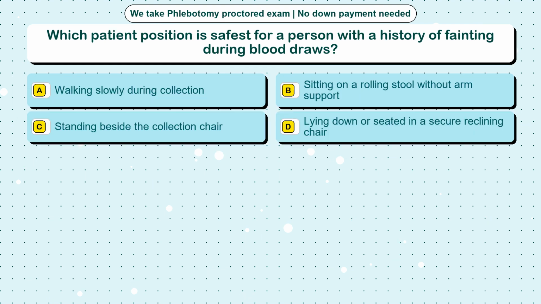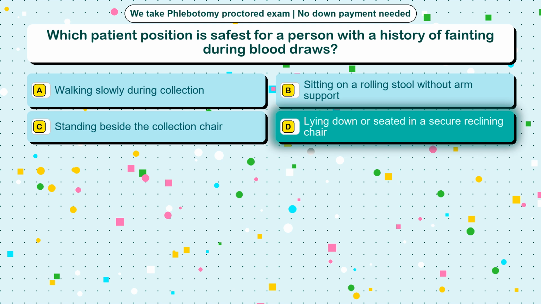Question 95. Which patient position is safest for a person with a history of fainting during blood draws? Option A. Walking slowly during collection. Option B. Sitting on a rolling stool without arm support. Option C. Standing beside the collection chair. Option D. Lying down or seated in a secure reclining chair.